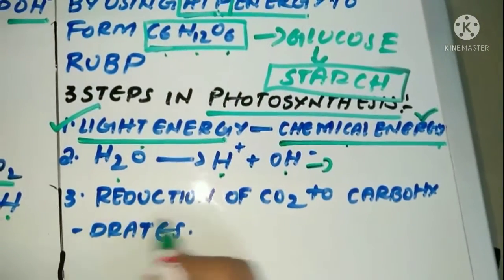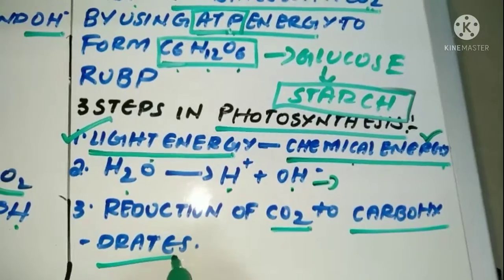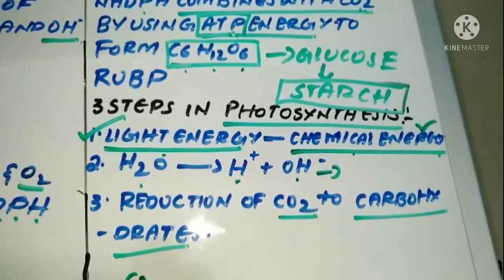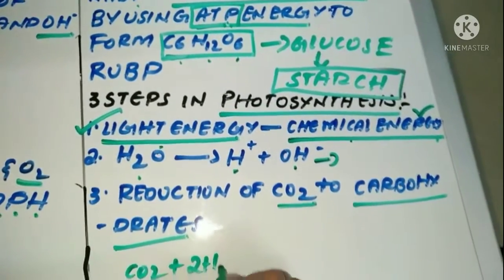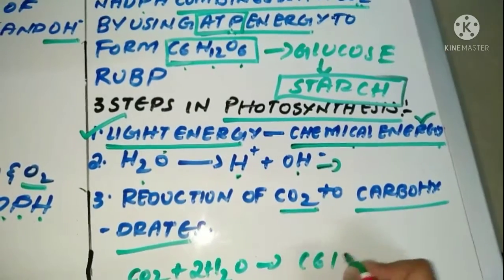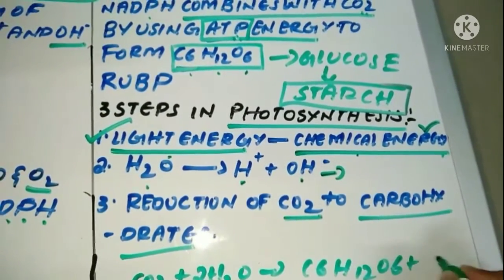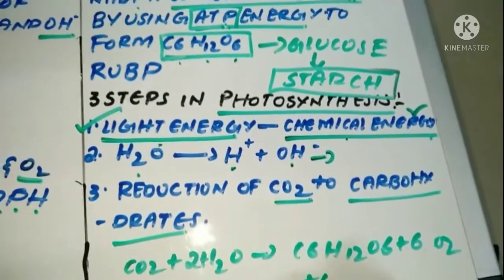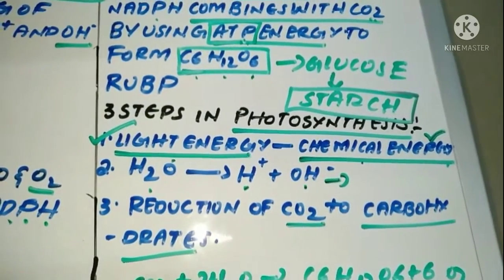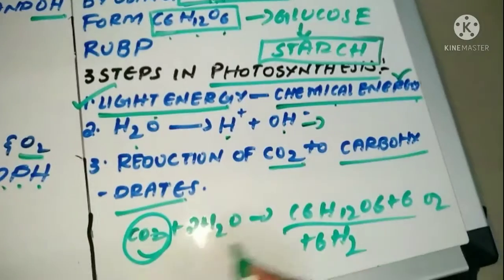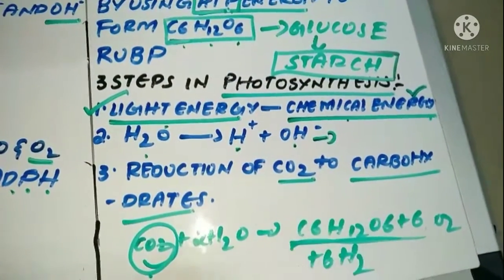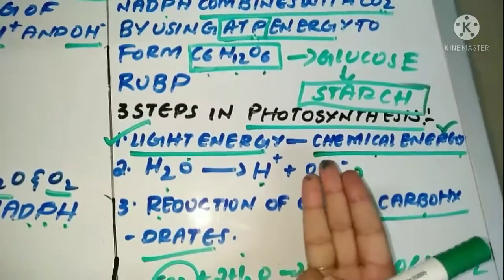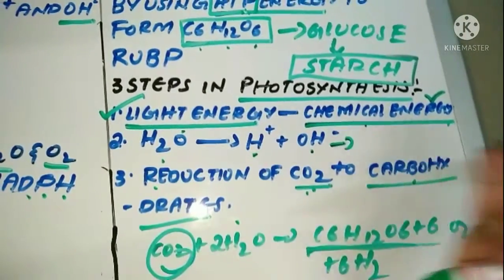The next one is reduction of carbon dioxide to carbohydrates. As we saw before, the equation which was proposed by C.B. Van Niel is CO2 plus 2H2O gives rise to C6H12O6 plus 6CO2 plus 6O2 plus 6H2O. And as we saw, CO2 is converted into carbohydrates. So, reduction of carbon dioxide to carbohydrates. These are the 3 important steps in the process of photosynthesis.